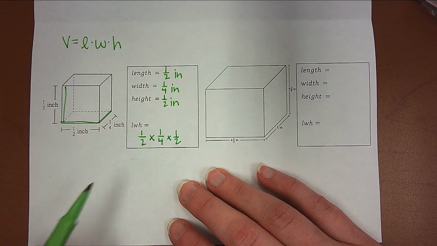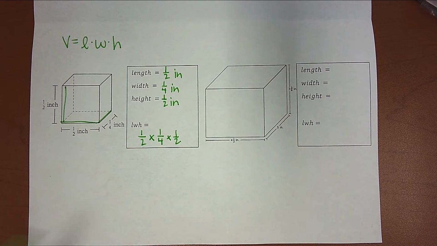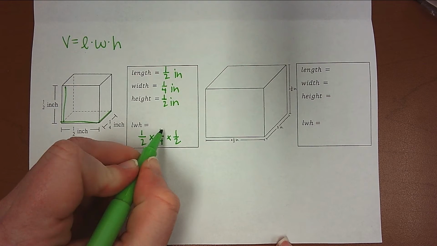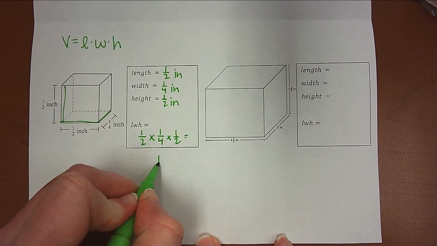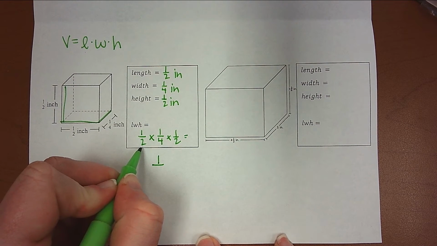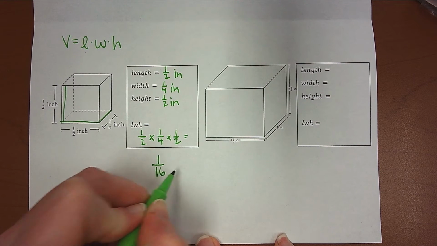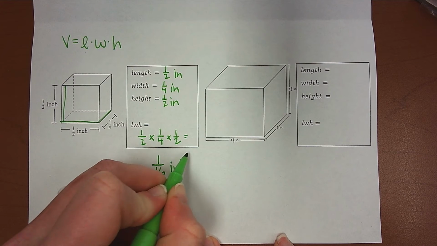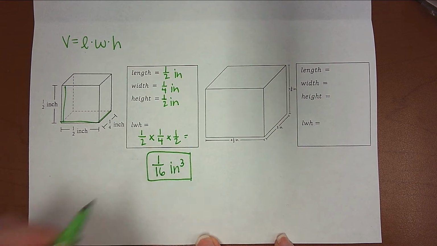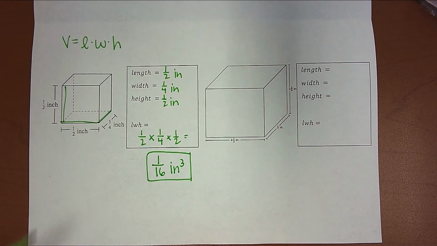And anytime we multiply fractions, we multiply the numerators straight across. 1 times 1 times 1 is equal to 1. And then we multiply our denominators. 2 times 4 is 8, times 2 is 16. And so in this case, our volume is 1/16 inches cubed. This is a very, very tiny little space that it occupies.